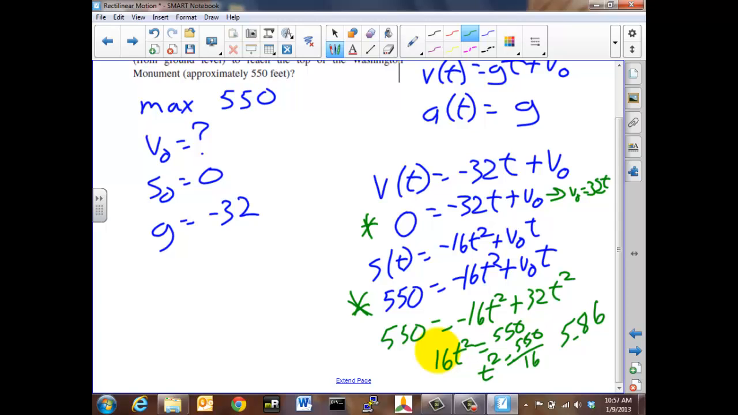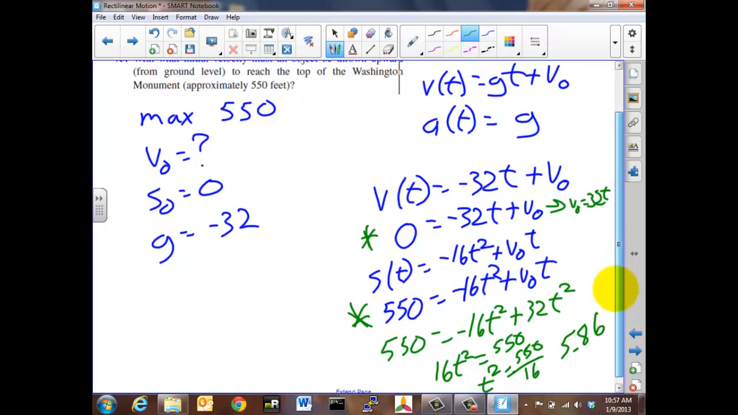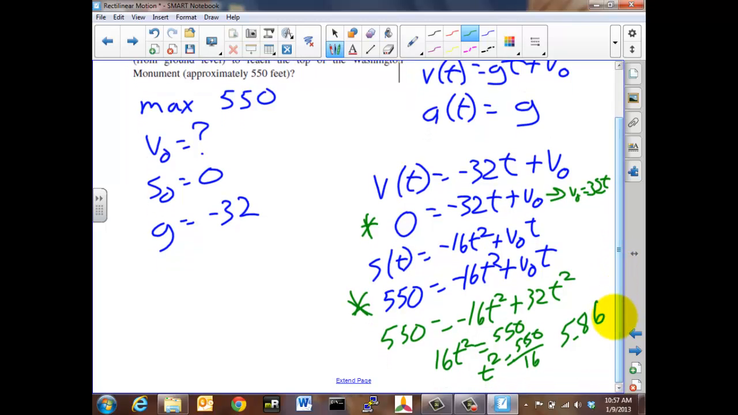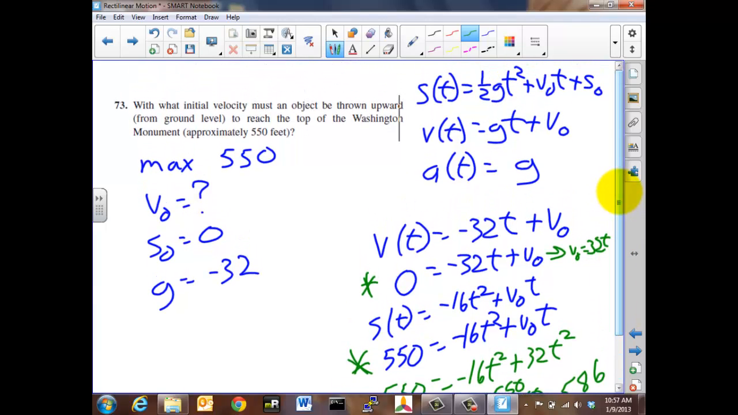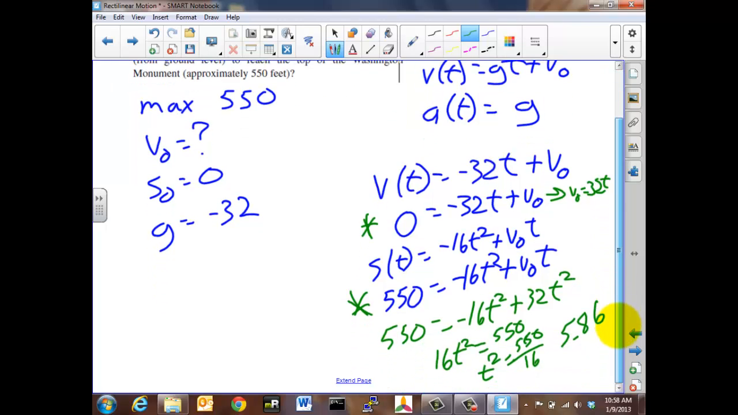No, you've got to plug that t back in. Now, this is what students are going to make the mistake on. That's not the answer. Because what did it say? With what initial velocity? We were trying to figure out what v sub 0 is. Can we figure out what v sub 0 is?